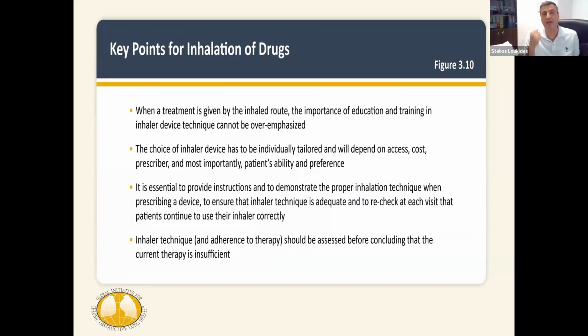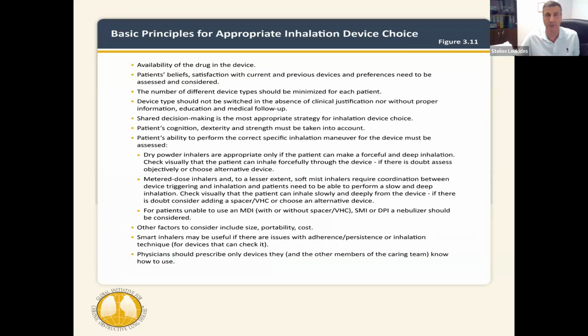So which are the key points for inhalation of drugs? First of all is the education and the training. The choice of inhaler device is a process where it is essential to provide instructions and to demonstrate proper inhalation technique when you are prescribing a device. And then you have to check the adherence. So all these factors, all these components, I consider quite critical when I discuss optimizing of inhaler treatment in COPD. So which are the basic principles for appropriate inhalation device choice?